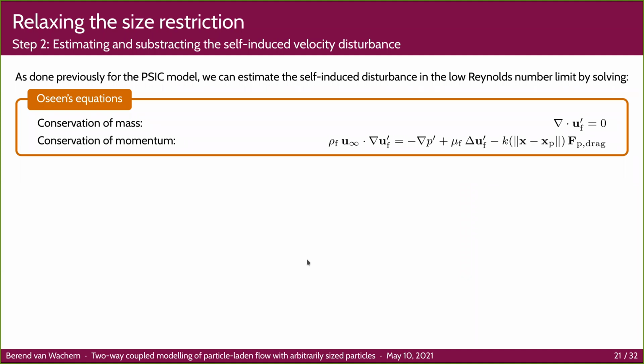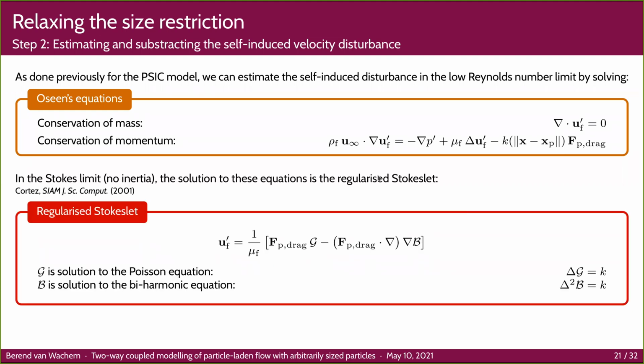So again, for that, as we've done before in the particle source and cell model evaluation, looking at the error, we are again solving for the low Reynolds number limit, just for our disturbance velocity. So I won't repeat the derivation of that. And actually in the Stokes limit, we can use what we call the regularized Stokes limit, which is very well summarized in this paper by Cortez.